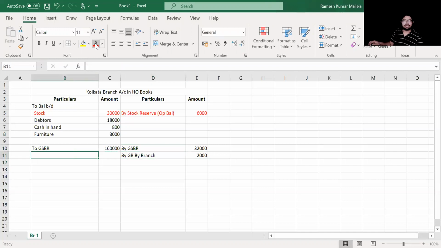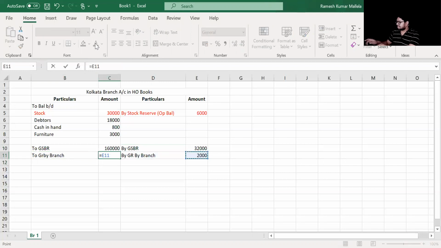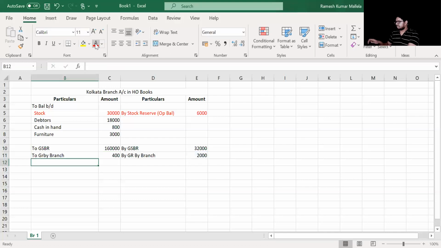Against this, there will again be loading, no? So, to goods returned by branch, it is 20% on 2,000. Clear? I am writing it transaction by transaction so that you will have that clarity.